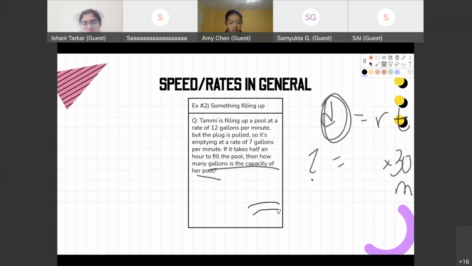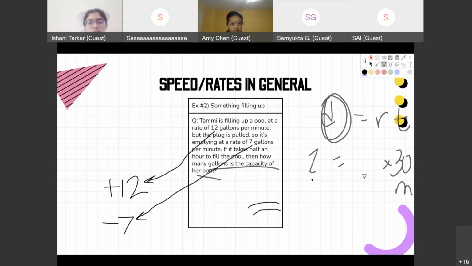So in the chat, what would the rate be for how much is actually being filled up per minute? Given the fact that it's emptying and it's filling up, what is the rate per minute of gallons that the pool is filling up? Okay, so it is 5. Good job, Arian and Charles.